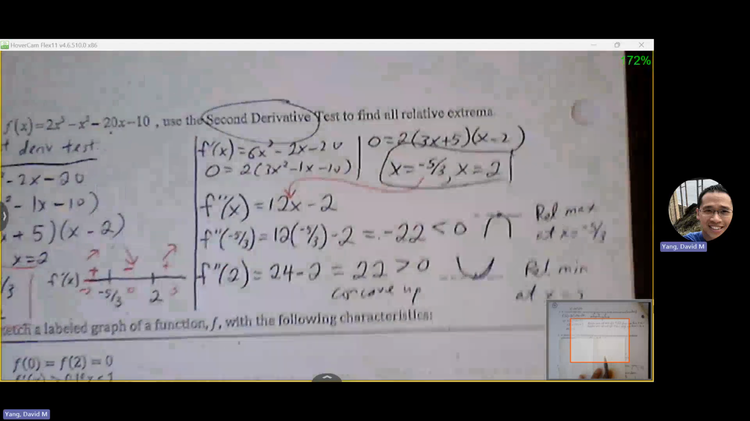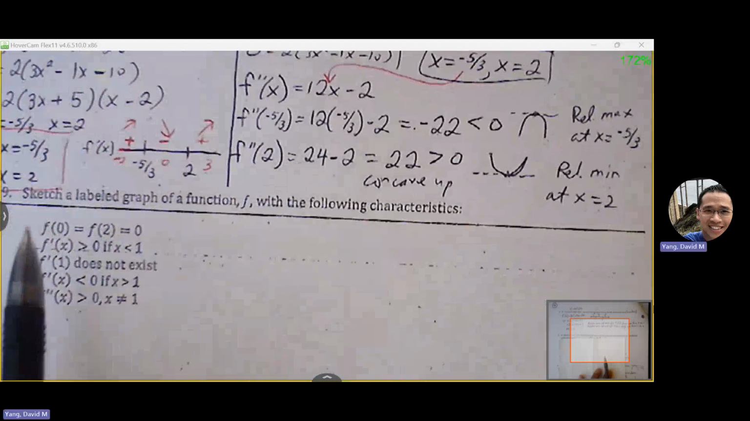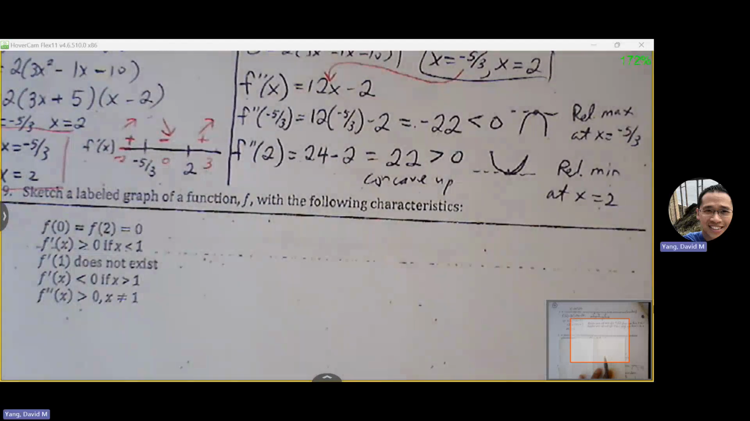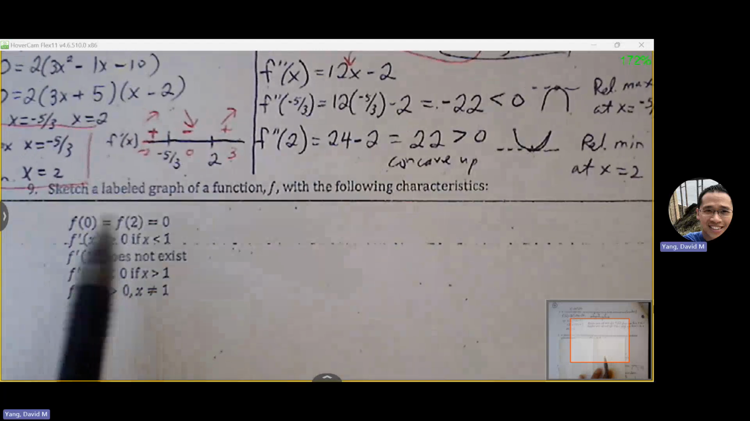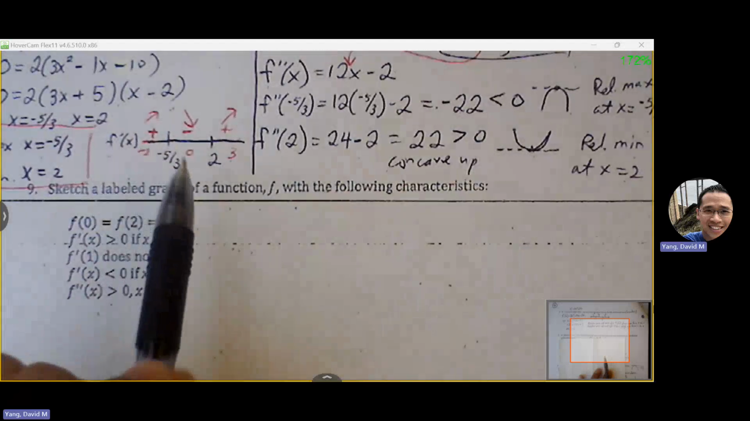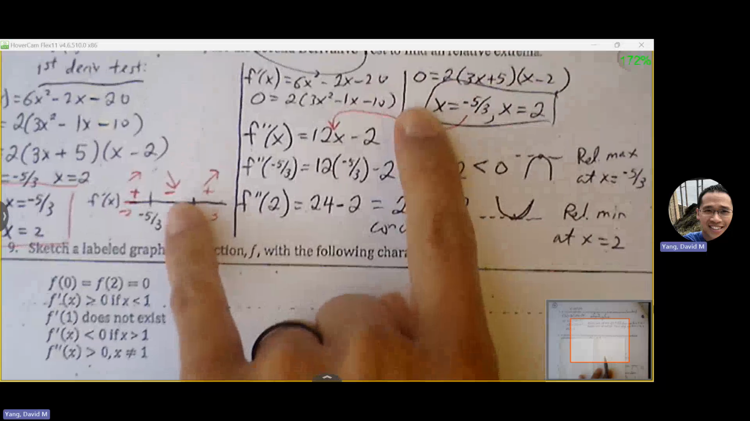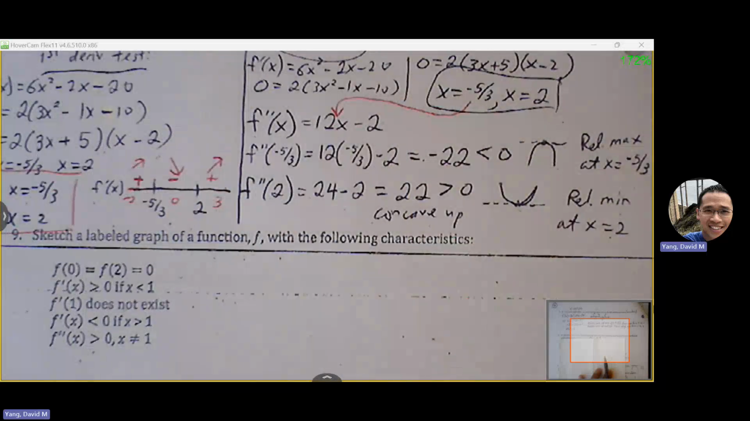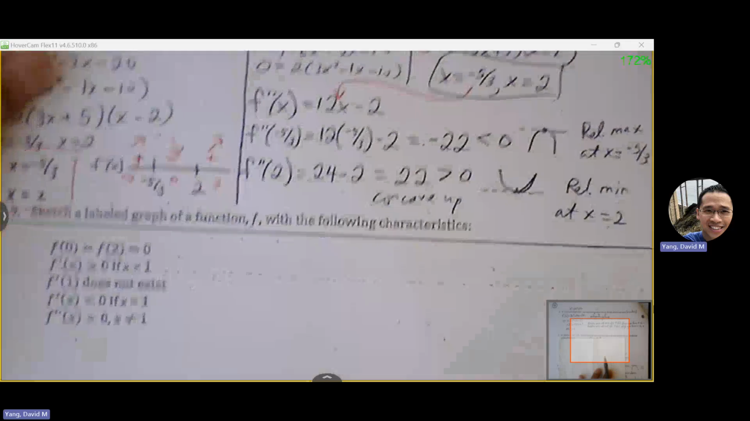All right, number 9. Sketch a labeled graph of the function with the following characteristics. So we have a bunch of information here. I think the best strategy here is create a slope and concavity sign line. And if you can create a slope and concavity sign line, then the arrows and the curves will help you kind of visualize what the actual graph will look like.